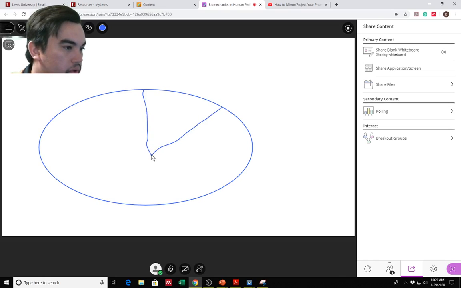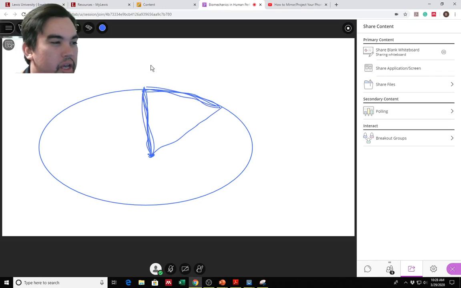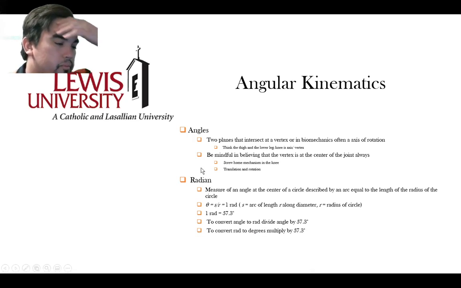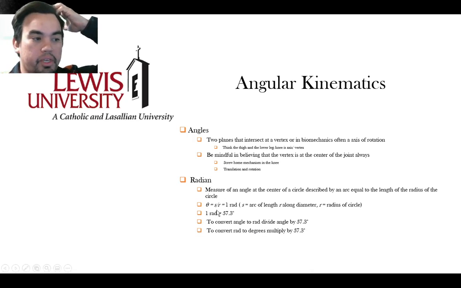So what a radian is, it's really a ratio of the radius of the circle and this arc. What it's saying is that this radius is the same length as this arc. So if I was to take this arc and straighten it out, it would be the same as this radius, and that's what they call a radian. And as we look at it here, theta equals S over R, and that equals 1 radian.